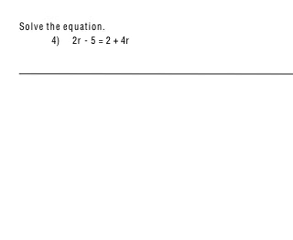Number 4. Solve the equation. 2r minus 5 equals 2 plus 4r. Remember, an equation is like a balance.